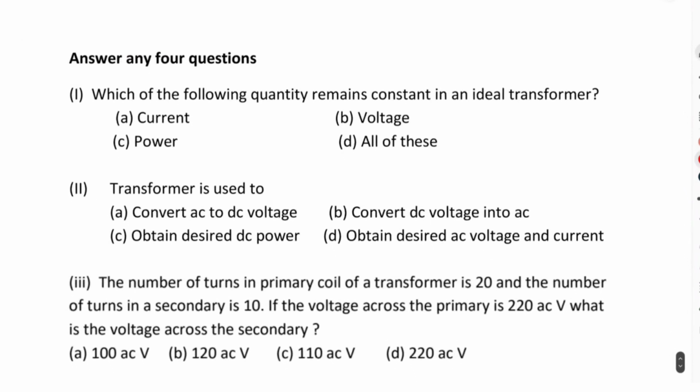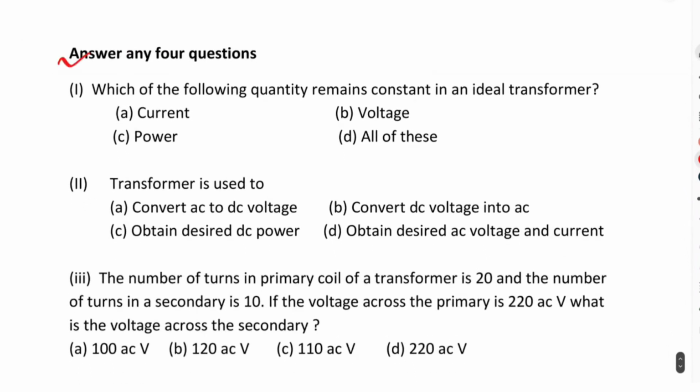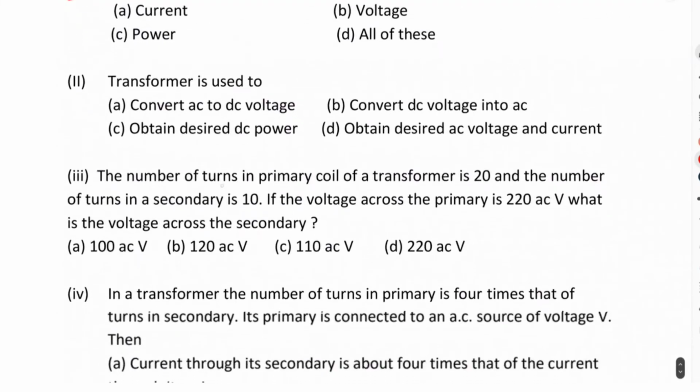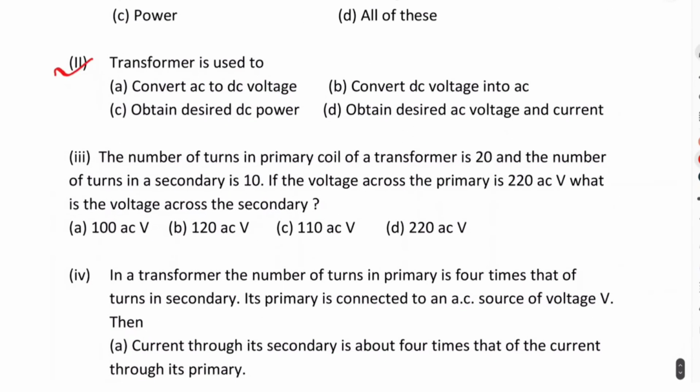Answer any 4 questions. You have to answer any 4 questions out of these. Let's see. Which of the following quantities remains constant in an ideal transformer? A, current; B, voltage; C, power; D, all of these. A transformer is used for what purpose?